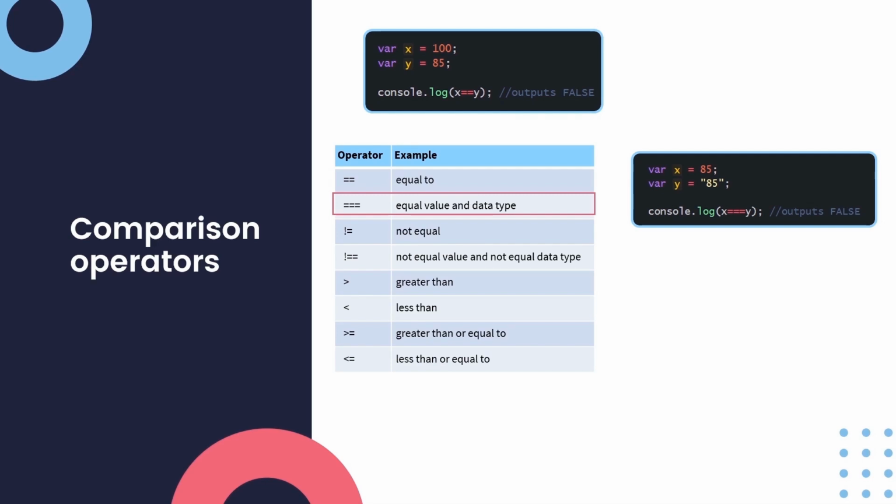Why is this the case? Because y is actually a string. If you look closely, we have it in quotation marks. Therefore, the data type is not that of a number.